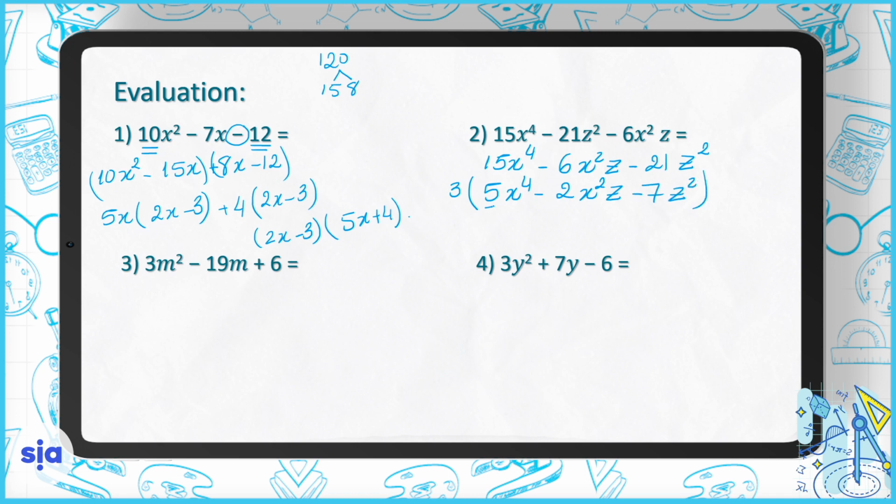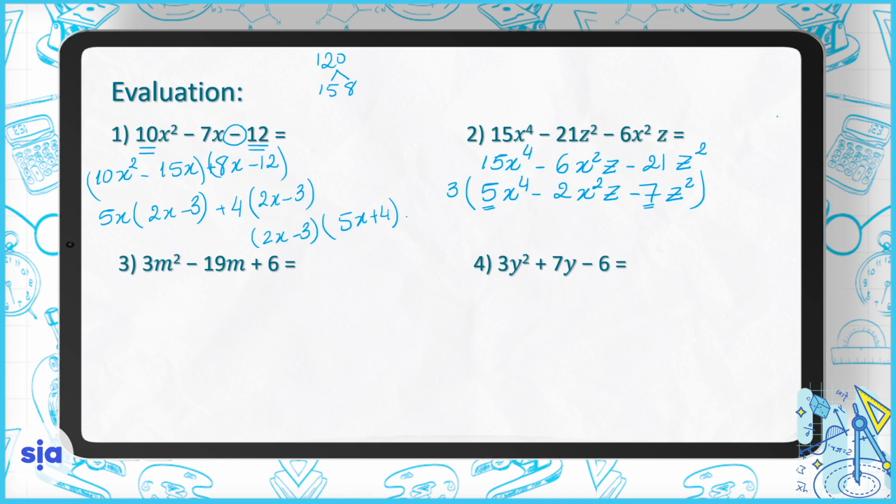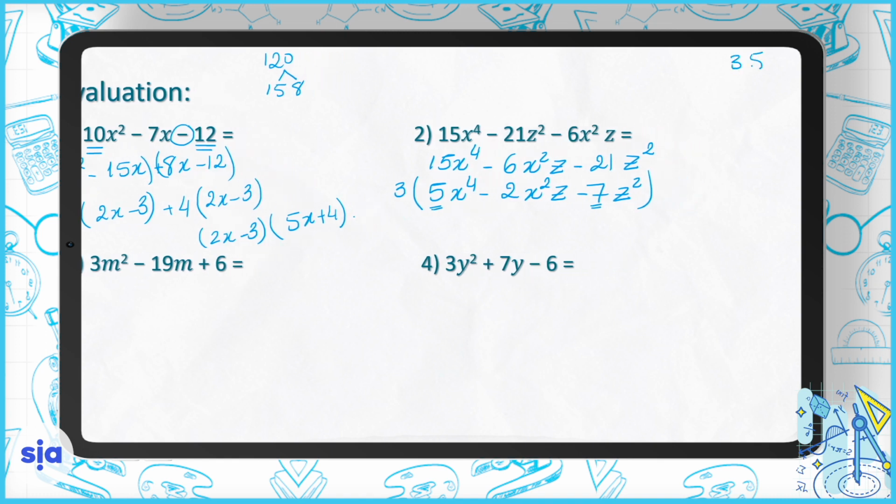If you multiply the 5 by the 7, it is 35. So I want two factors. The difference is 2. They're the 7 and the 5. So here it's 3, 5x power 4 plus 5x squared z minus 7x squared z minus 7z squared.